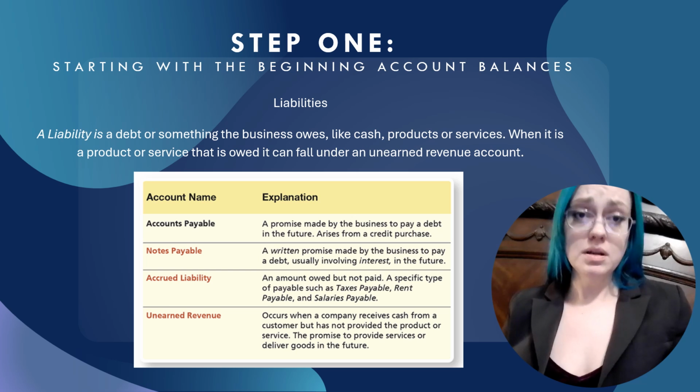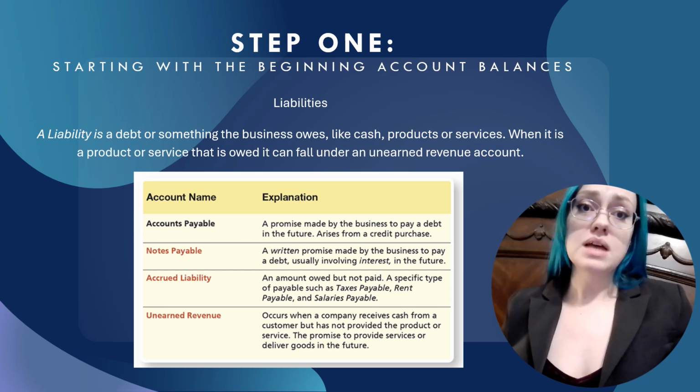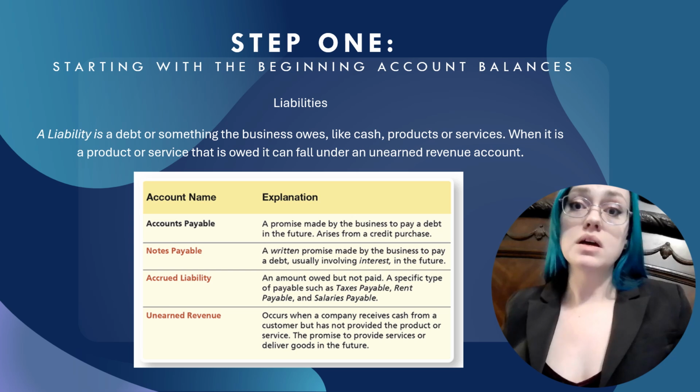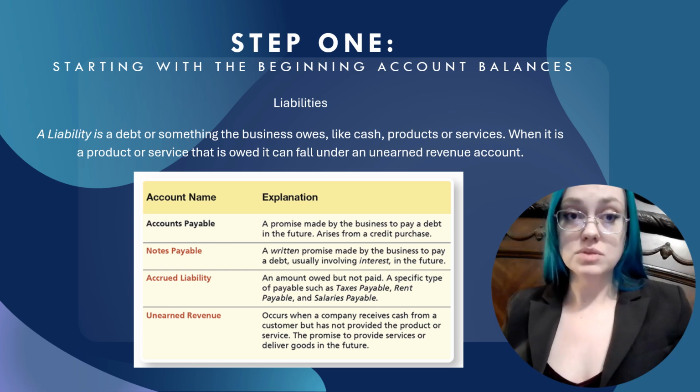The next part of the equation are liability accounts. So a liability is a debt or something the business owes, usually being cash, product, or services. When it is a product or service that is owed, it can fall under an unearned revenue account.